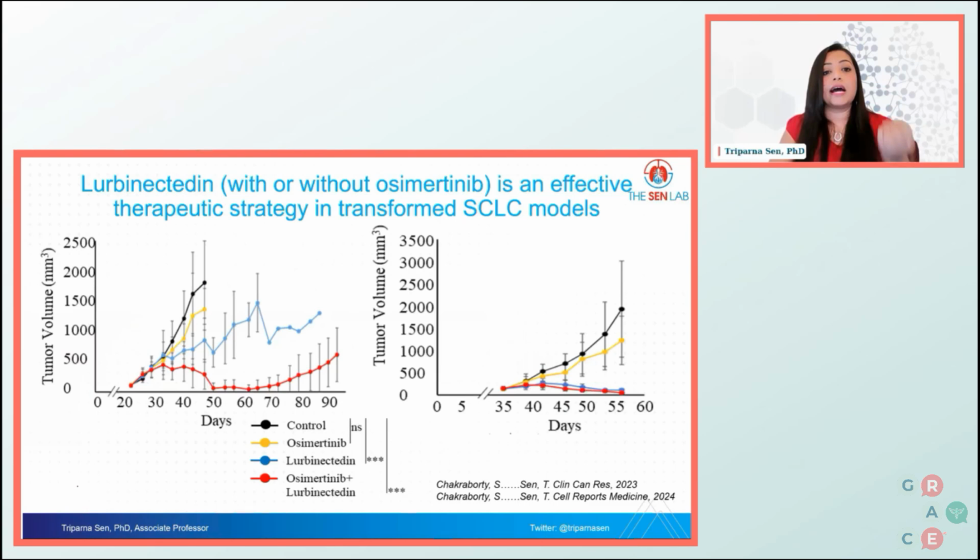This is another example of that, where we worked with lurbinectedin, again with osimertinib, and we saw that if you see the red line here, that the combination is doing much better than this yellow line, which is osimertinib by itself. So really, mouse studies can really tell us that this drug is actually working with the other drug, either as a combination or even by itself without causing a lot of toxicity in the mouse. So that is the beauty of these mouse models.